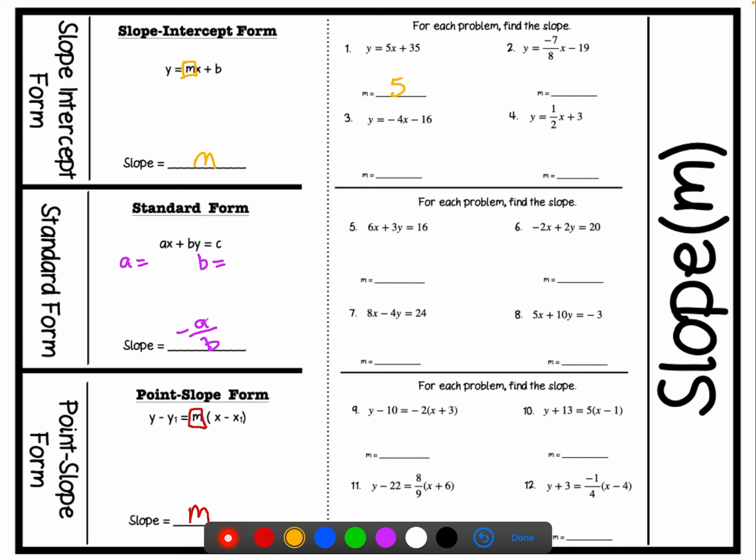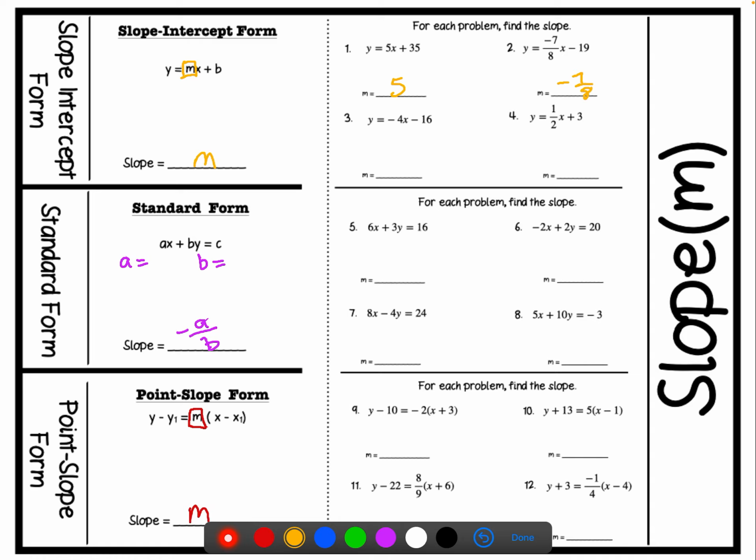In number 2, we're also looking for the slope, and we're given y equals negative 7/8 x minus 19. So, what number do we find in front of our x? That's right, negative 7/8. See if you can find the slope of 3 and 4.